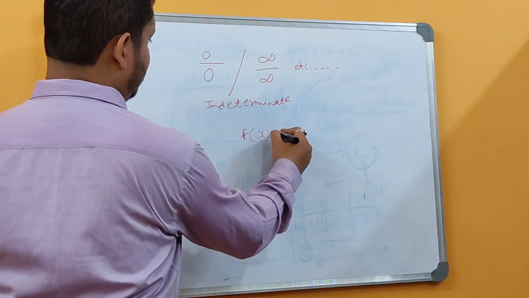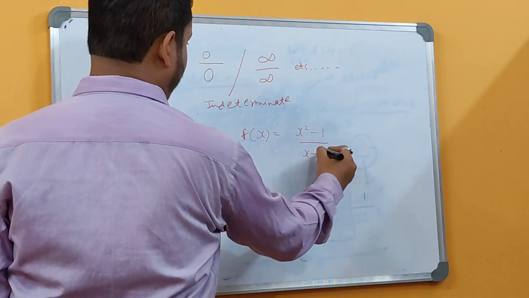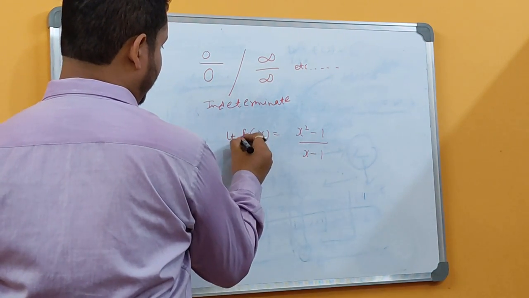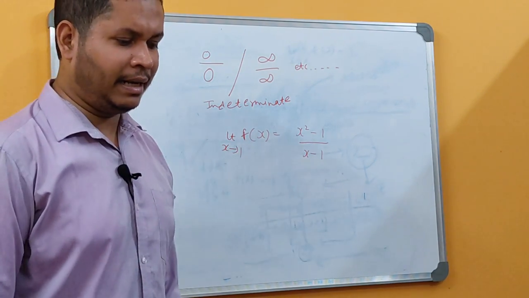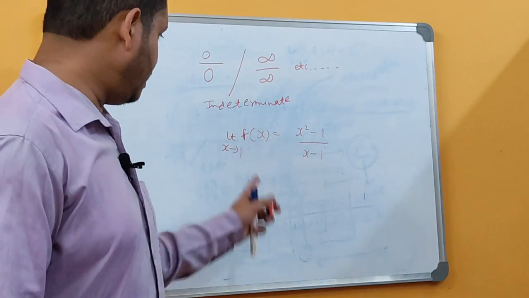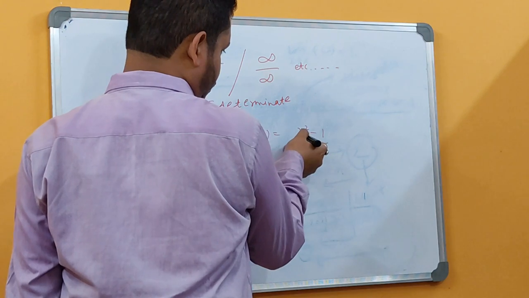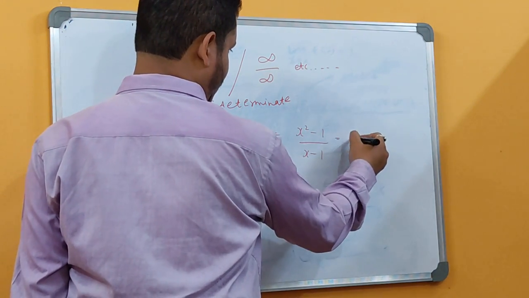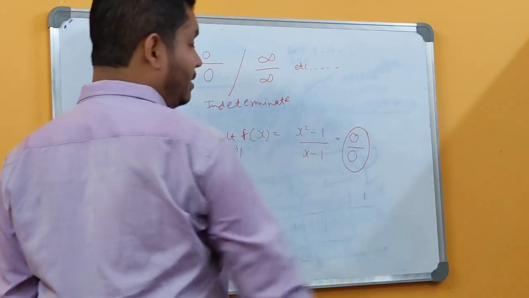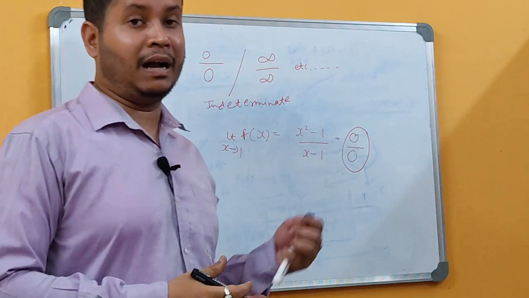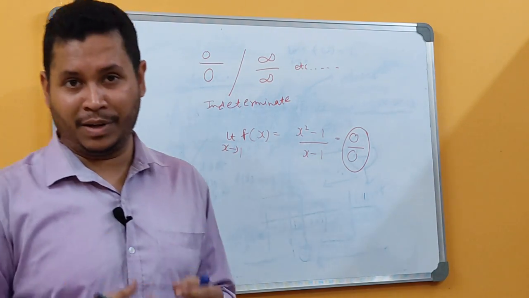Now let me take a function, say my f(x) is, for example, x square minus 1 divided by x minus 1, and limit x tends to 1. If you all clearly see here, if I directly try to substitute the limit, the value of c, 1 in place of x, then it will become 1 minus 1, 0, and here also 1 minus 1 will become 0. So I'm getting the 0 by 0 form, which, as I told you all, we can't determine the value in such cases, and these are known as the indeterminate forms.